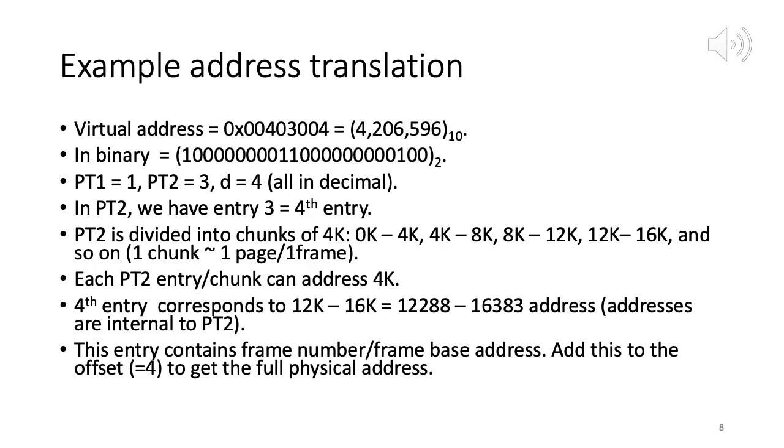The entry could contain that inner level page number, or it could contain a pointer to the starting memory address of that particular inner level page table. Pointer is also an address. So after peeking into entry number 1 of the outer page table, we know the location of the appropriate inner level page table. We go to that address, and within that the value for PT2 is 3, which means we have to look at the 4th entry. Entries are 0, 1, 2, 3. 4th entry.